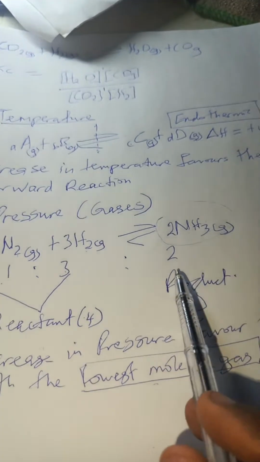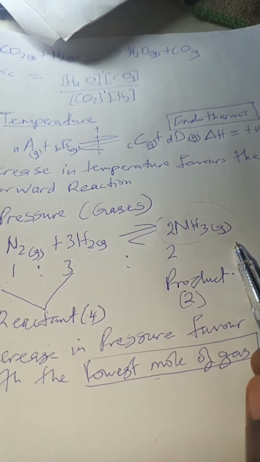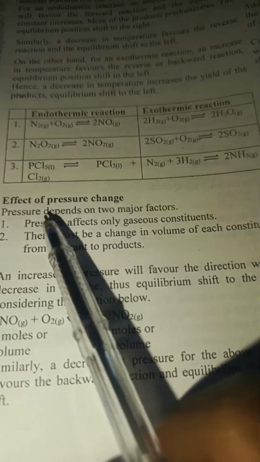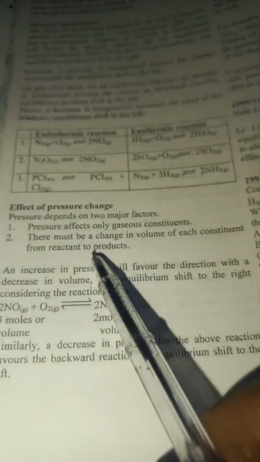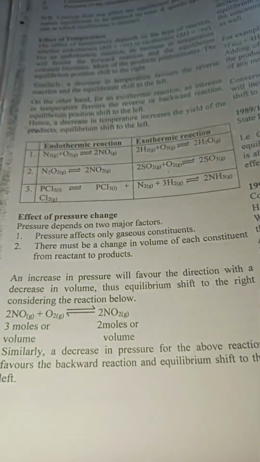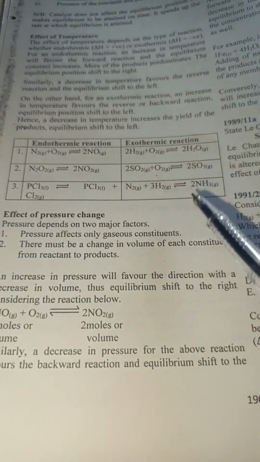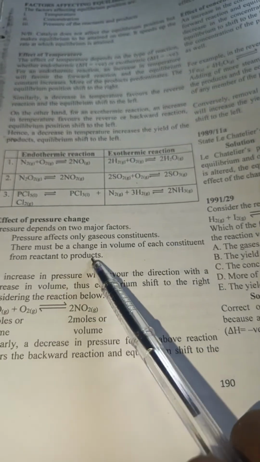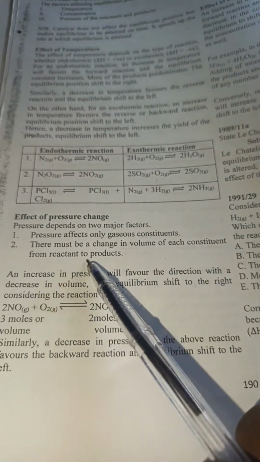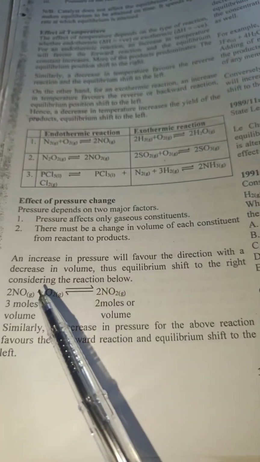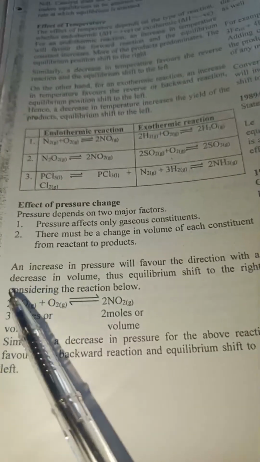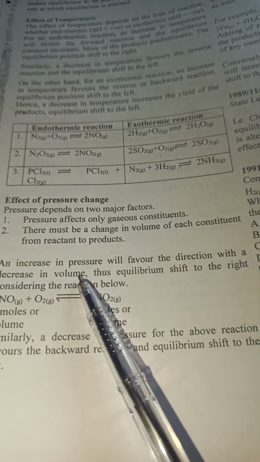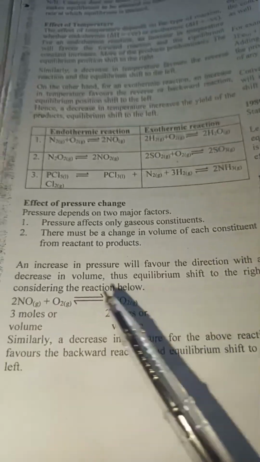The smallest mole of what? Of the gases. Okay, so let's take for example. Pressure depends on 2 major factors. So pressure affects only gaseous constituents. There must be a change in volume of each constituent from reactant to product. Let's take an example here. Now, an increase in pressure will favor the direction with a decrease in volume. I said that. Thus, equilibrium shifts to the right, considering the reaction below.